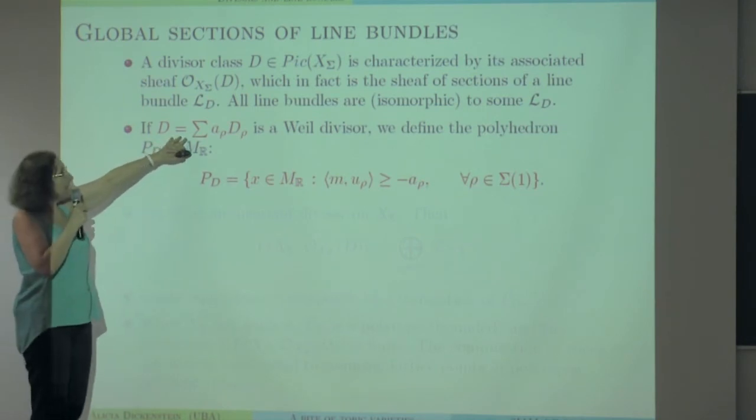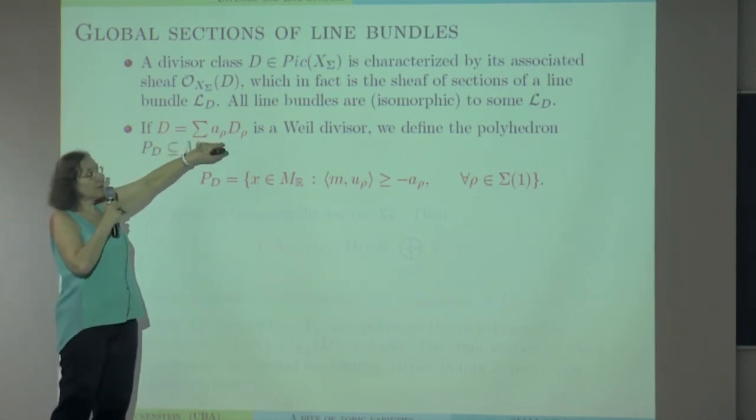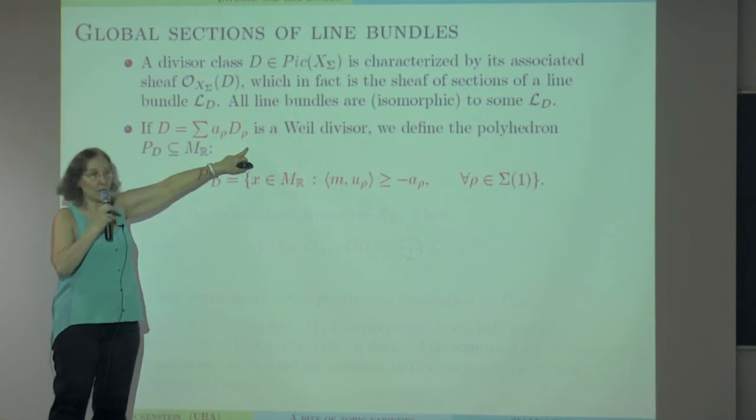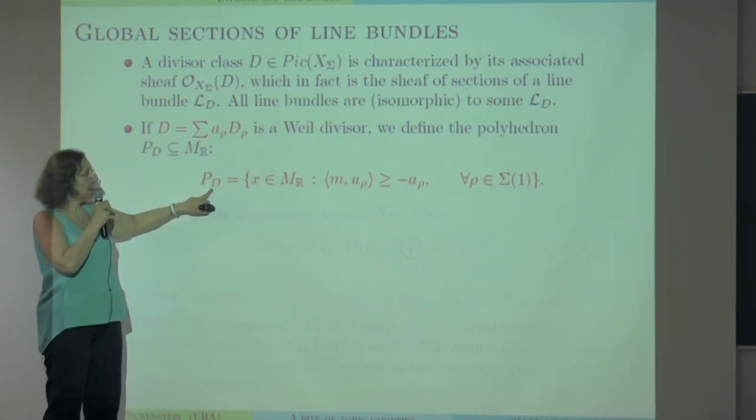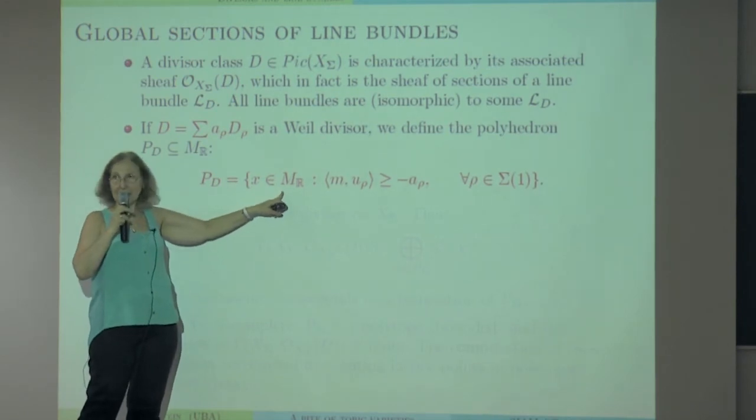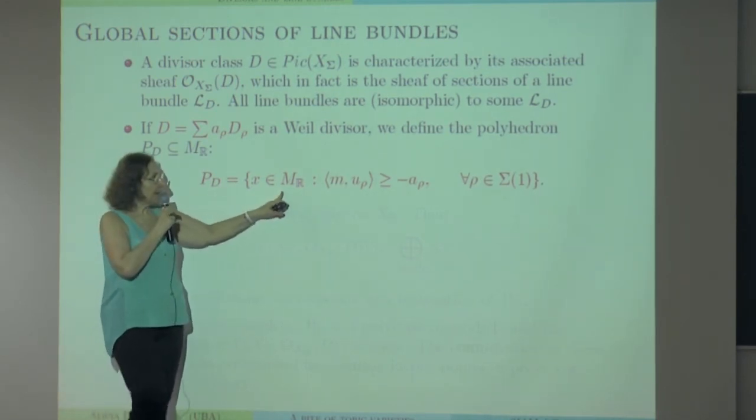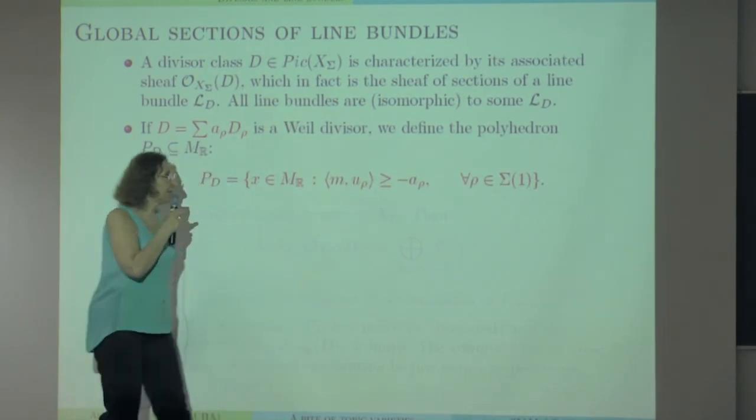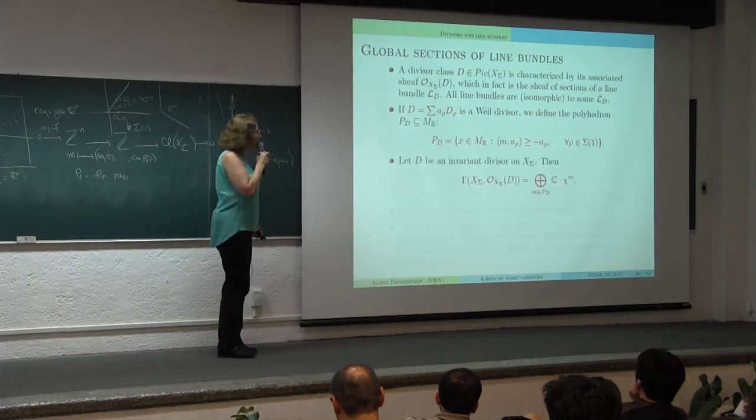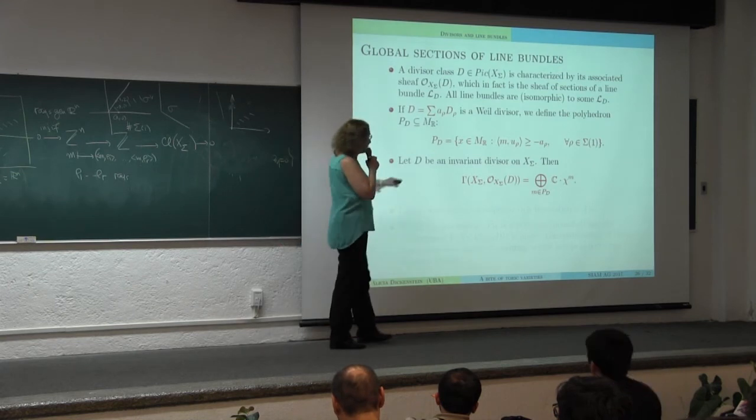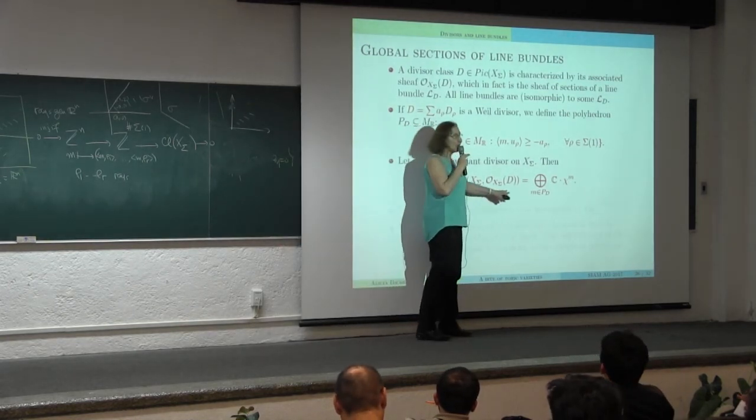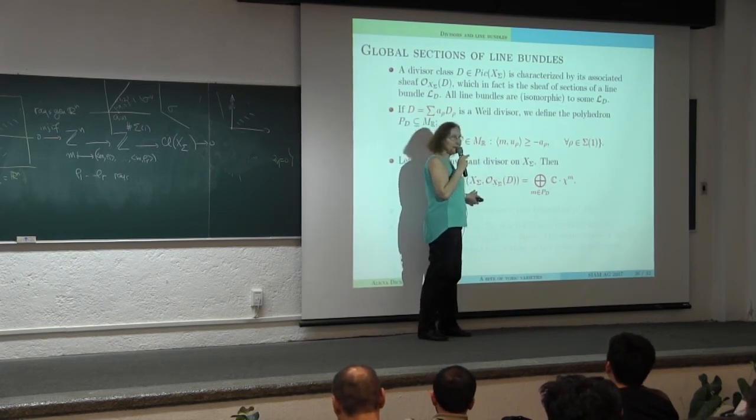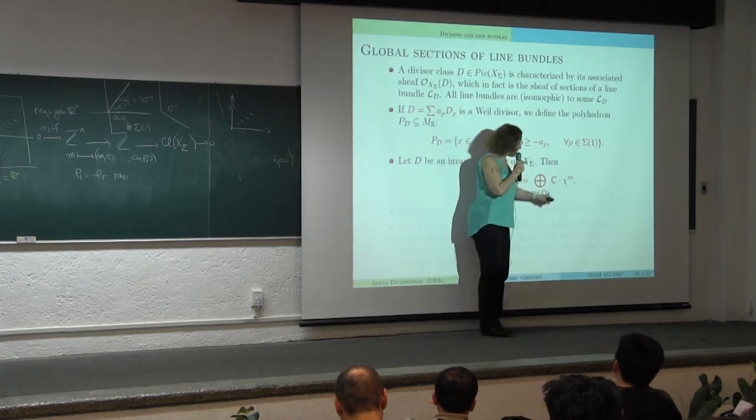So I start with D, and then with this integer number for each of these divisors, which is associated to each of the cones, I define this object: I take all the elements in our dual space, R^M, which are in the intersection of the corresponding half spaces cut out by these linear inequalities. And the main result here is that, for an invariant divisor, the sections of the corresponding line bundle, or the sections of the associated sheaf on X sigma, are in correspondence with the lattice points inside the polytope.